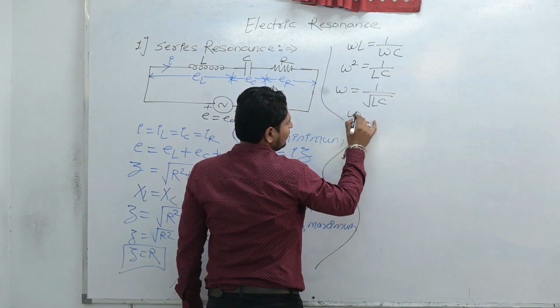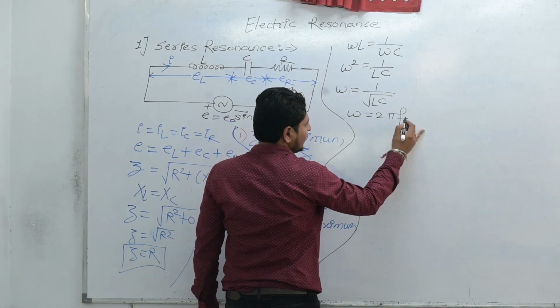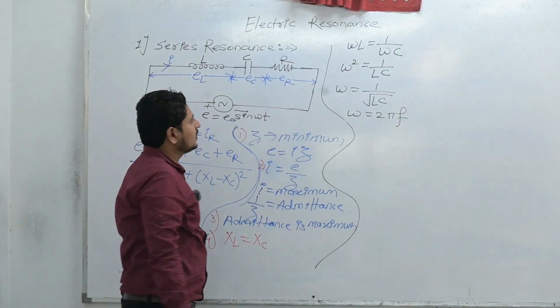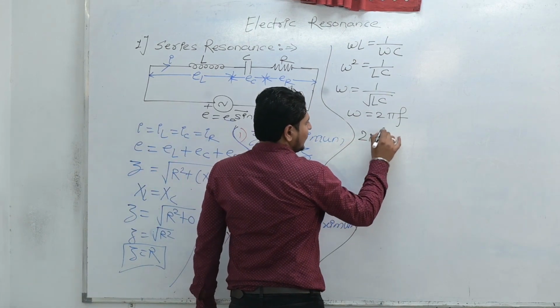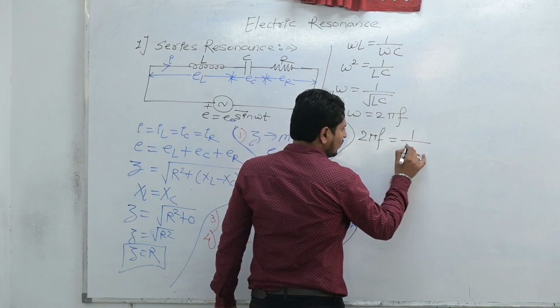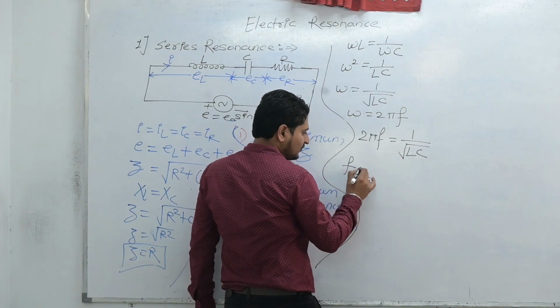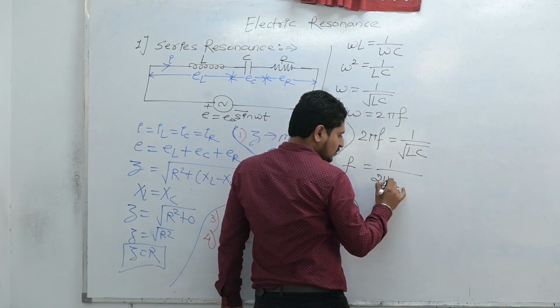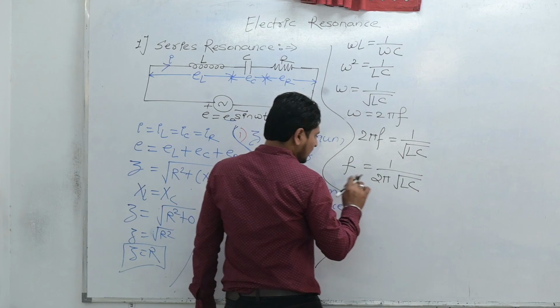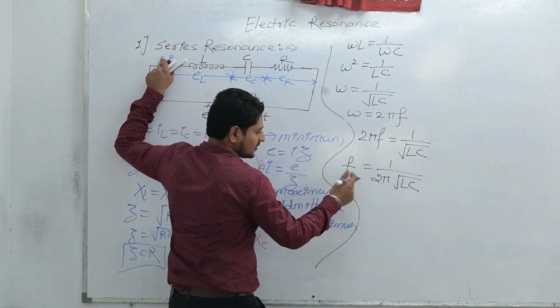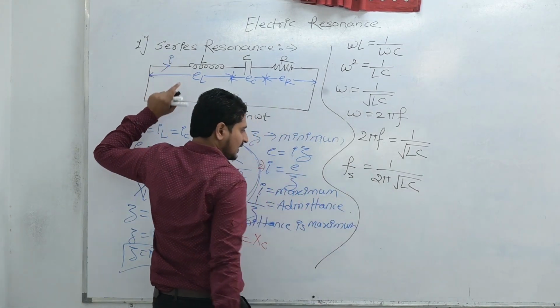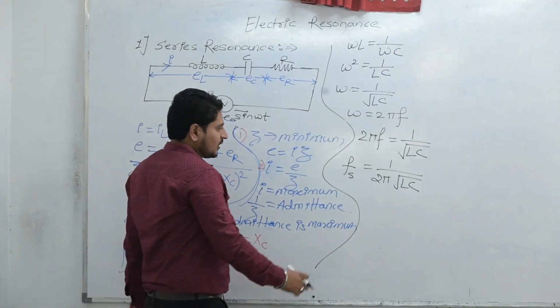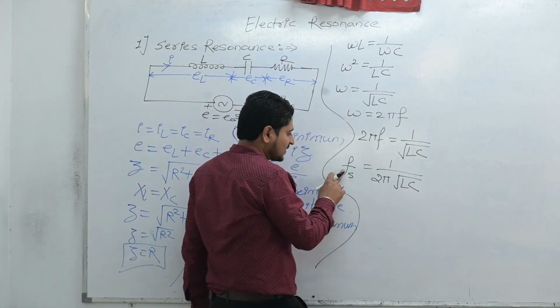Then we know that omega is equal to 2 pi f, that is, 2 pi into frequency. So 2 pi f is equal to 1 upon under root of LC. So f is equal to 1 upon 2 pi under root of LC. So this is the series resonance. For series resonance, this is replaced by S. So this is the frequency in the series combination, the series resonance frequency.